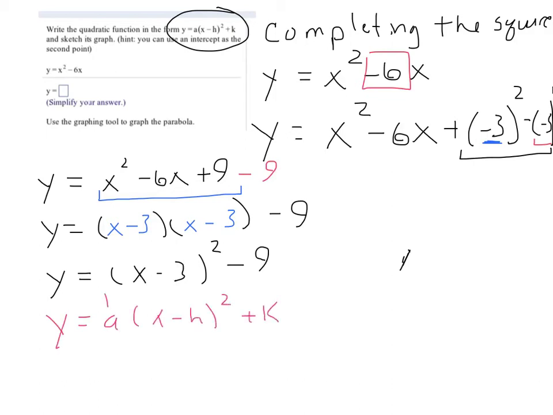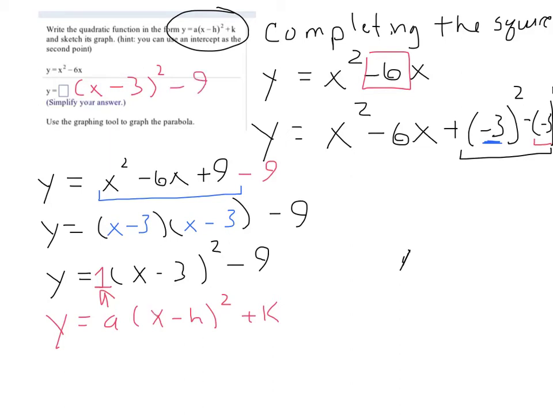Now in our case, a is an implied 1, and when we write it in the answer blank, I don't need to have the 1 there. I can just rewrite it as x minus h quantity squared, sorry, not x minus h, because we know what these values are now. We can just rewrite it as y equal x minus 3 quantity squared minus 9. So that's what can go in that blank.